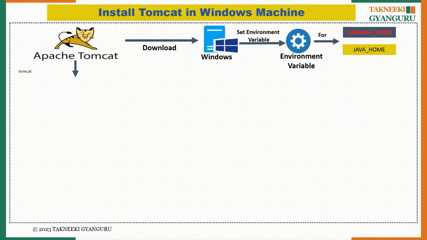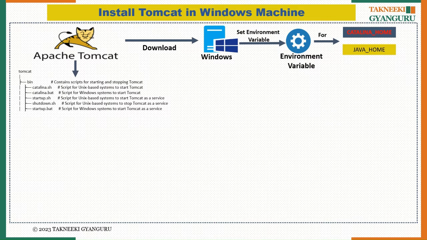Then we have to understand the Tomcat directory structure. So when we download Tomcat into our Windows machine, first in the root directory will be Tomcat. Then inside the Tomcat we will have the bin folder. Inside the bin folder we have a few files. So you can see catalina.sh, catalina.bat, startup.sh, shutdown.sh.